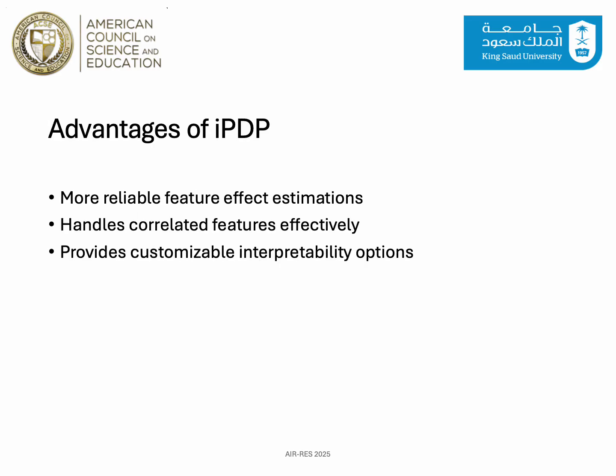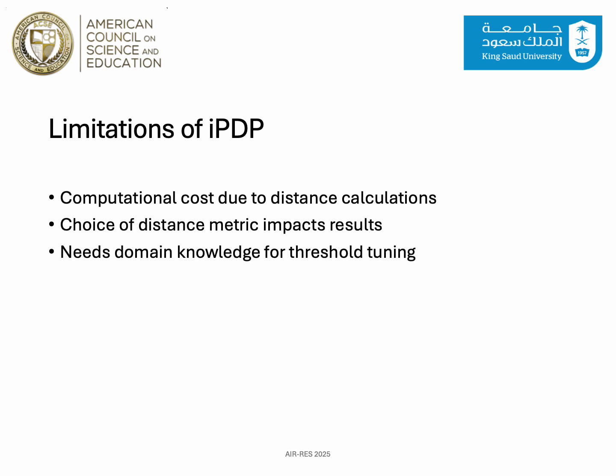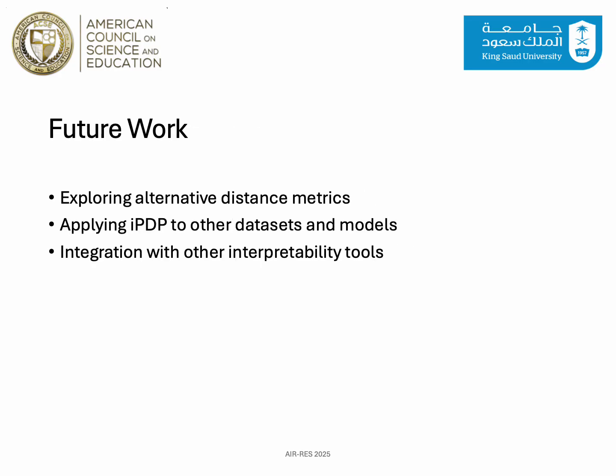The advantages of IPDP include more reliable feature effect estimations, handling correlated features effectively, and providing customizable interpretability options, whereas the limitations of IPDP include computational cost due to distance calculations, choice of distance metrics impacting results, and needing domain knowledge for tuning the threshold.